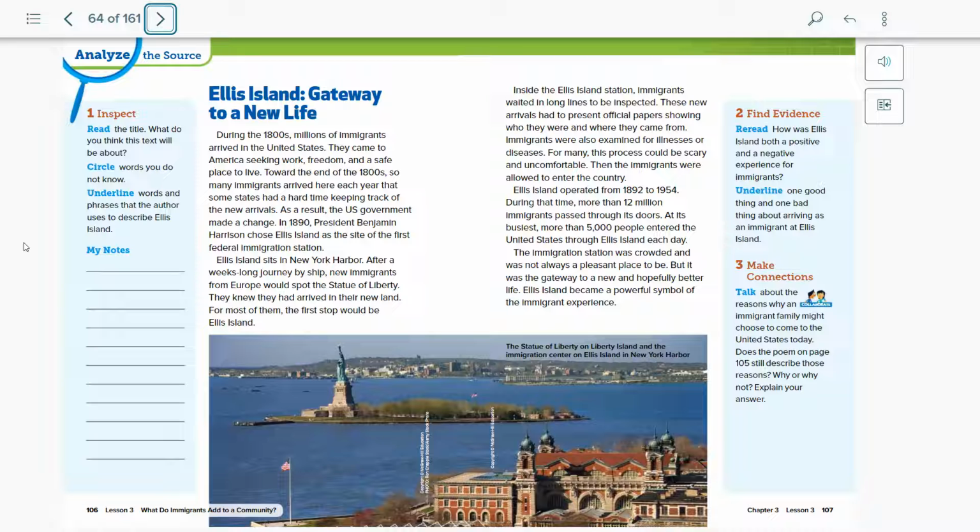So as people were entering and arriving at Ellis Island, they had to make sure they had identification paperwork to tell who they were, where they were coming from.